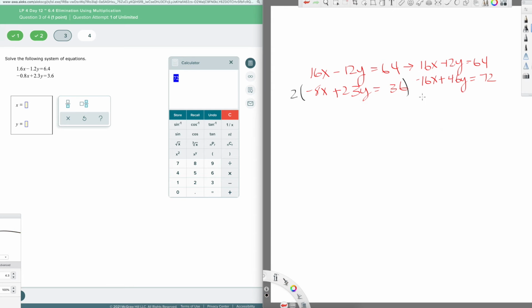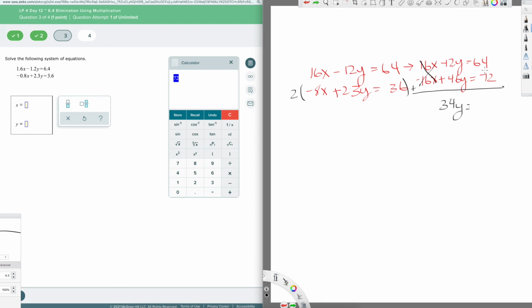So now I have matching, except that they're opposites. So we want them to match, but we want one to be positive and one to be negative. So 16 minus 16 cancels out. Any number minus itself is 0. Negative 12 plus 46. So that gets us, let's see, 34y. And I subtract, even though it's plus here, because they're opposites. And I have more positive than negative, so it's going to be a positive 34.